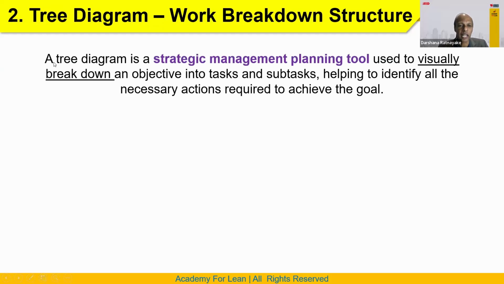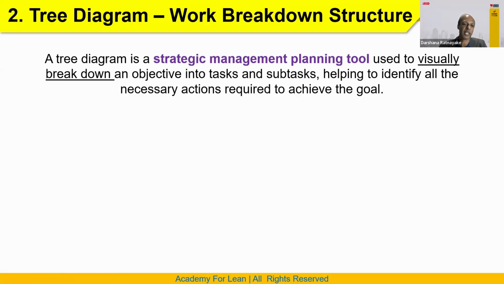The second is called the tree diagram. This tree diagram is like a tree, right? The tree diagram is a strategic management planning tool used to visually break down an objective into tasks and subtasks, helping to identify all the necessary actions required to achieve the goal. That is what is really important. Right? This is a strategic management tool, right?